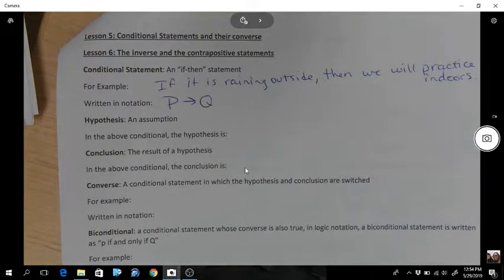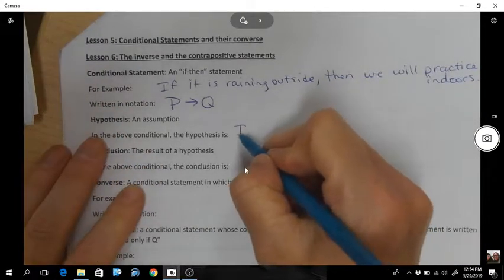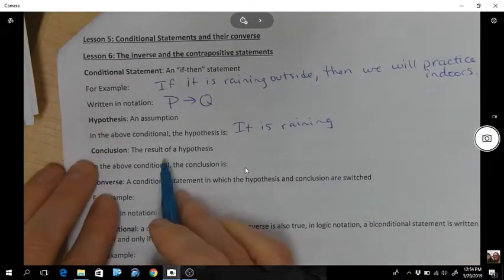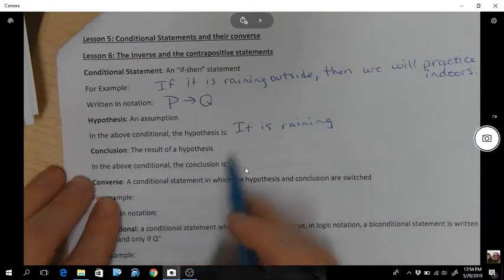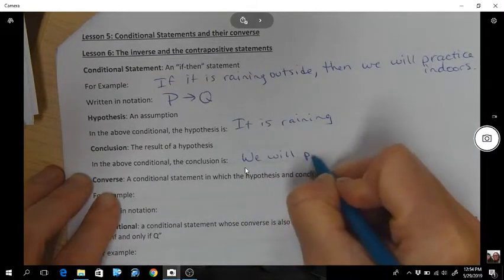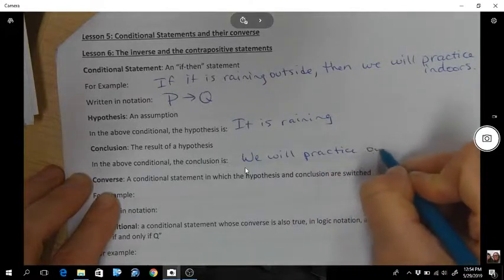The hypothesis is the assumption. So in the above condition, the hypothesis is it is raining. And the conclusion is the result of the hypothesis. So in this, the conclusion is we will practice outdoors.